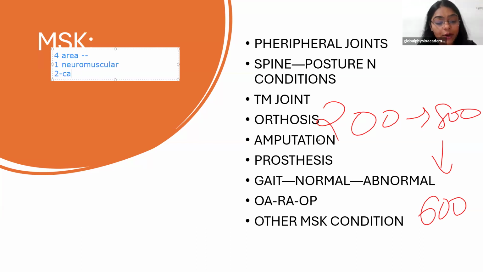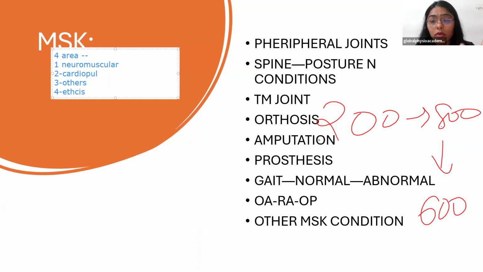Second is the cardiopulmonary. Third is other. And fourth is ethics. So musculoskeletal is 55%, cardiopulmonary 15% on average, others 5%, and this one is on average 15 to 20%. That is the area, and we have 7 domains.